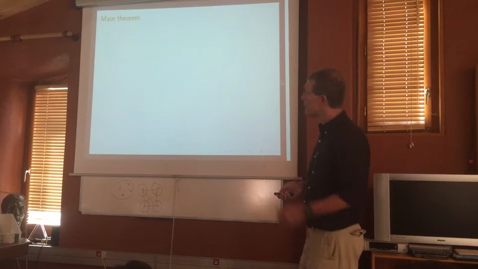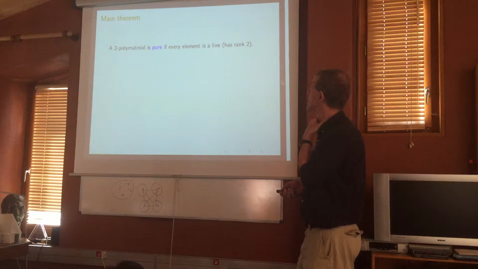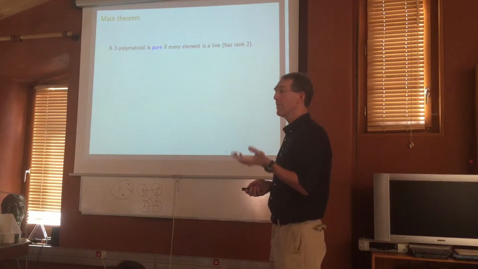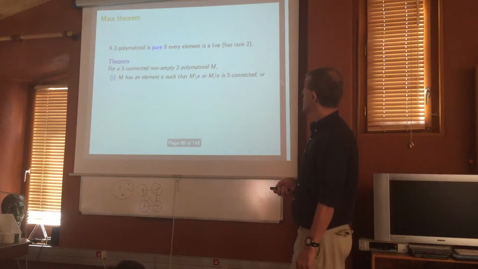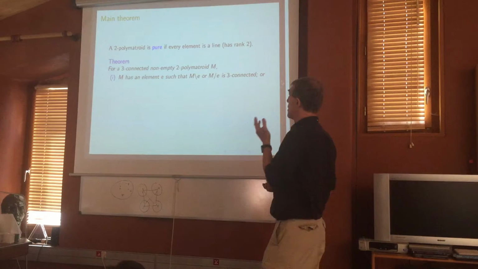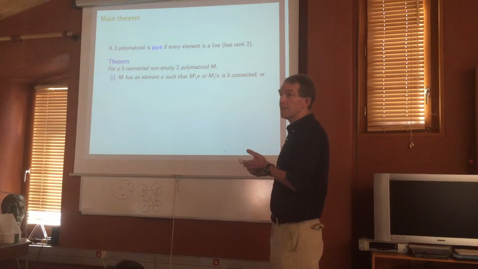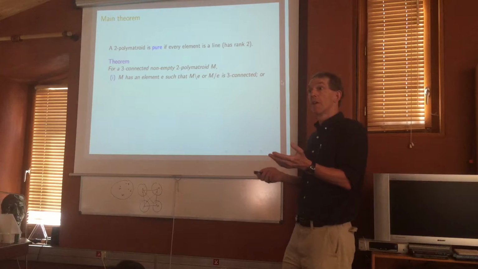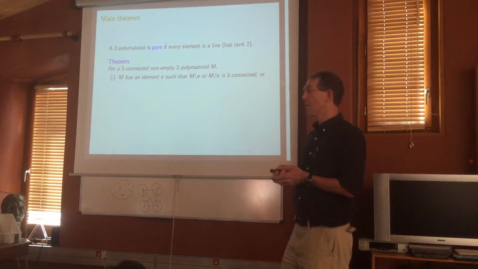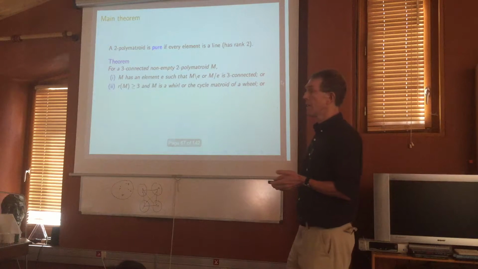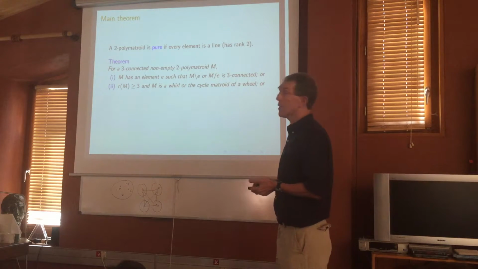Okay. So here's our theorem. When is a 2-polymatroid pure? That just means that every element's a line, so all the elements have the same rank, that rank being 2. Take a 3-connected, non-empty 2-polymatroid. It has an element so that the deletion or the contraction is 3-connected. Now this has got to include Whitney's, I keep saying Whitney, Tutte's wheels and whirls theorem. So one of the possibilities has got to be the wheels and whirls theorem. So the rank is at least 3, you get a whirl or the cycle matroid of the wheel.